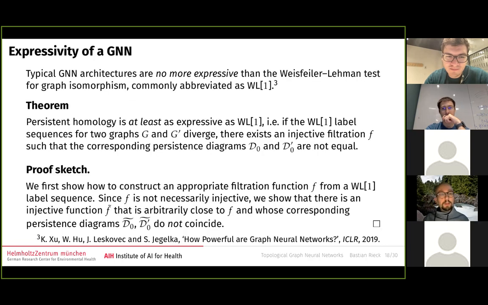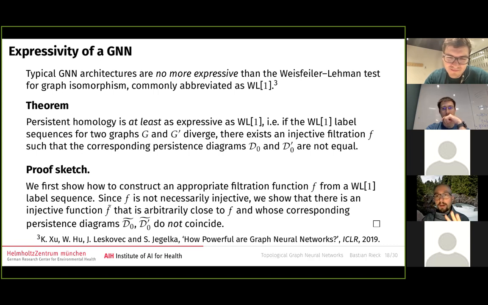And now let me show you why this is true in the theoretical sense, and then let's see whether the theory is our friend when we actually do it in practice. So on the theory side, the paper by Xu et al. also shows that your typical run-of-the-mill GNN architecture is not more expressive than the WL test for graph isomorphism, which is commonly abbreviated as WL1.